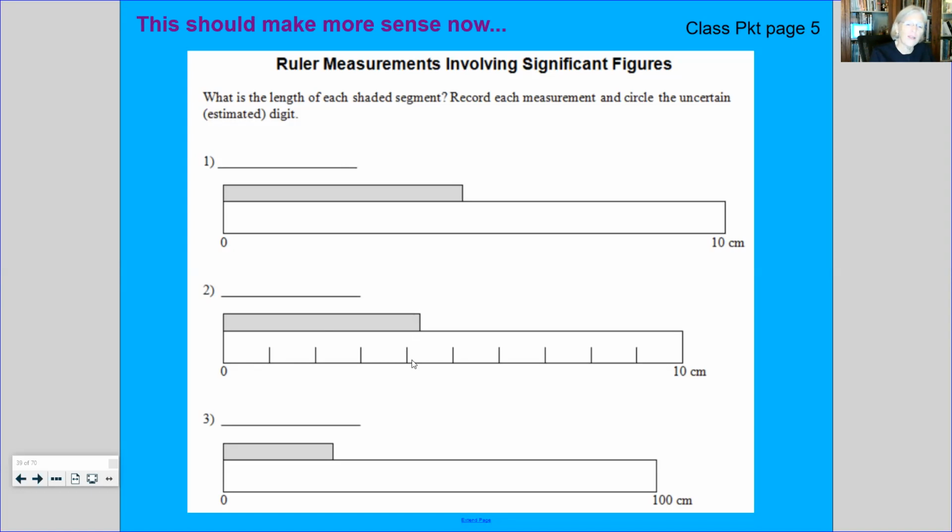So here I might guess 4.3. I would write down 2 sig figs, 4.3 centimeters, with the 4 being certain and the 3 being my guessed or my uncertain number. The measurement for number 2 would have 2 sig figs. We do not disagree on the number 4, but we can disagree on the number 3. Maybe you put 2 or 4, and that's all right.